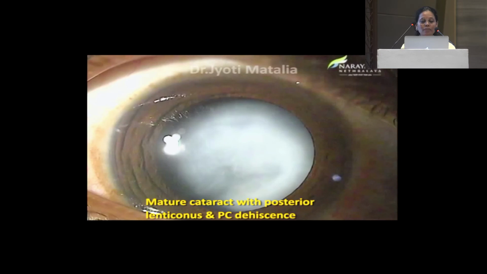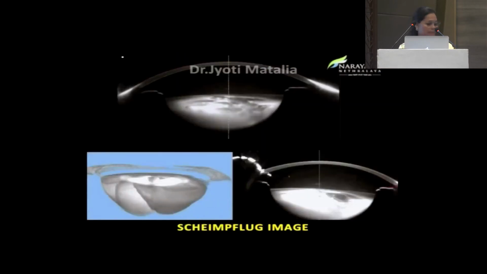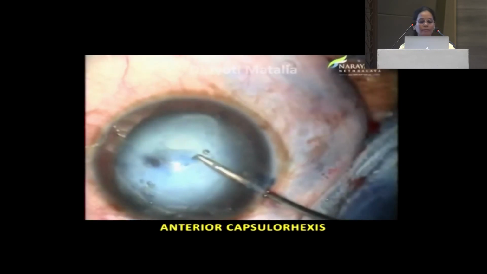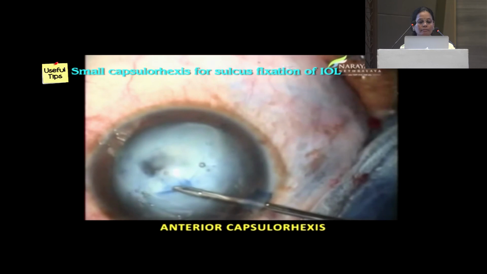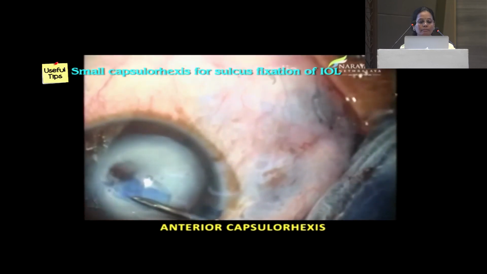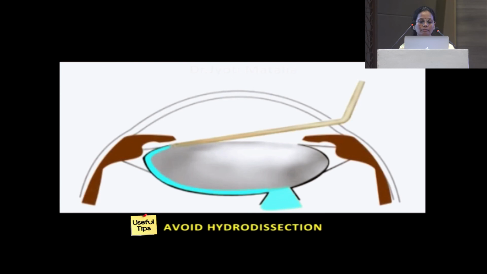Finally, this is a case of a mature cataract with posterior lenticonus and PC dehiscence. The last case is a mature intumescent cataract with posterior lenticonus and a pre-existing posterior capsular dehiscence, as seen here on Pentacam. A small-sized capsular rhexis was fashioned to allow sulcus fixation of the IOL if need be. Hydrodissection was deferred in view of the pre-existing PC dehiscence to prevent sudden giveaway of the posterior capsule.